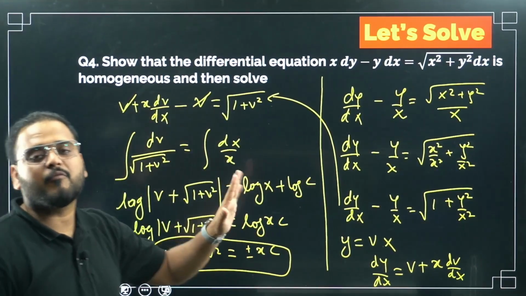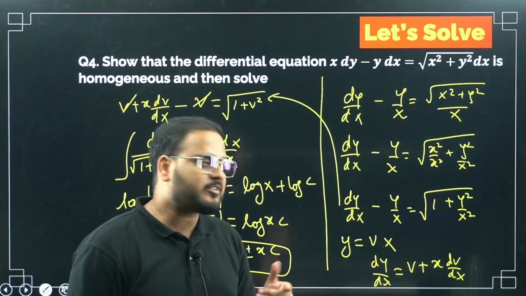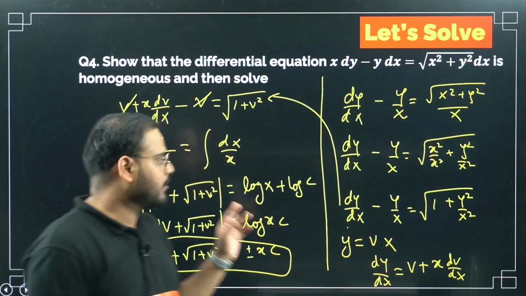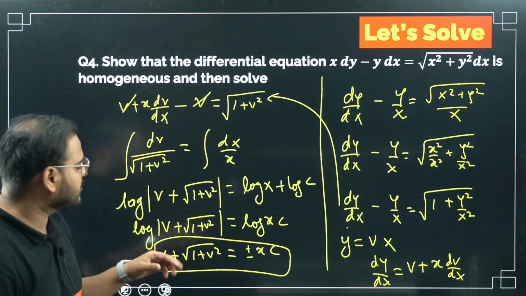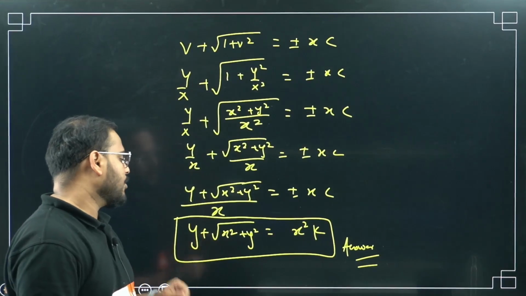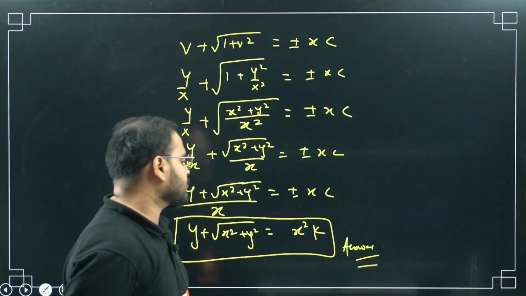But just we have to use that. First, you have to get it in the form of what? Homogeneous differential equation. We got it here. This one. Then we have to use the substitution. Use the variable separable method to do the integration. And then substitute back the variable v as y by x, getting the result as y plus root of x square plus y square equals to x square plus k.